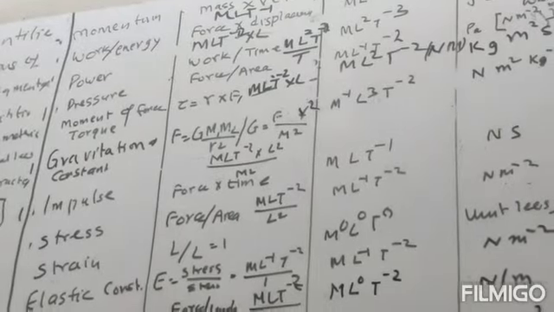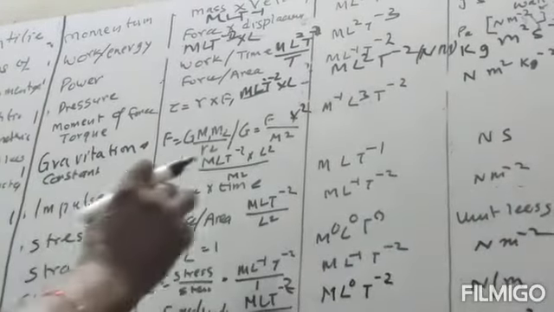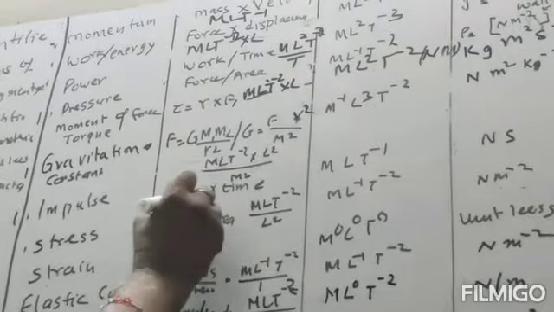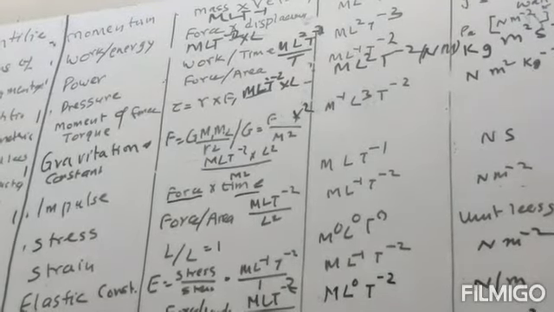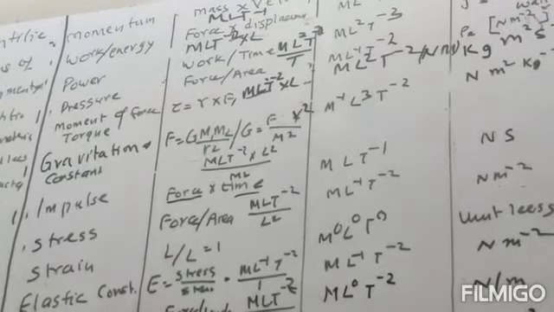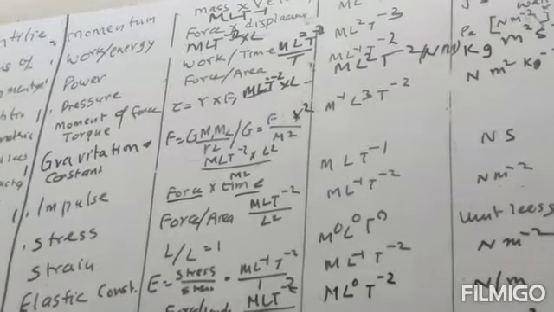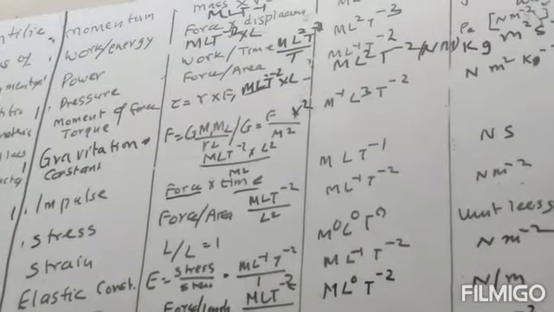So the impulse will be equal to Newton into second, because the force is Newton and time is second multiplied. So the unit of impulse is Newton into second, and its dimension will be equal to MLT^-1.